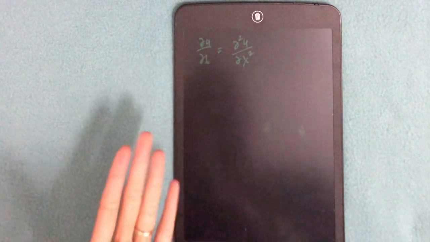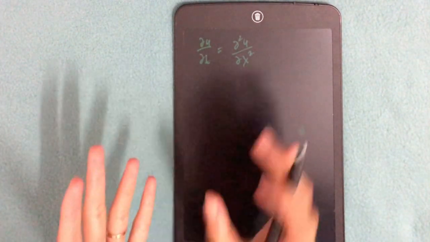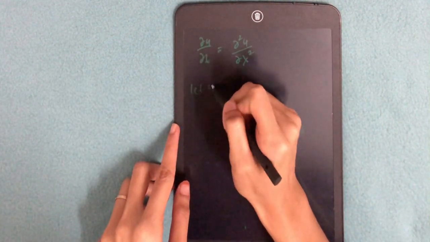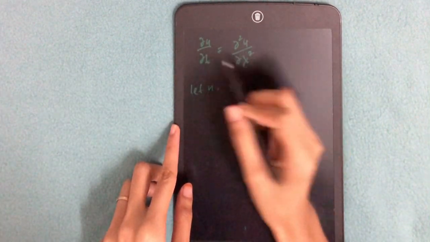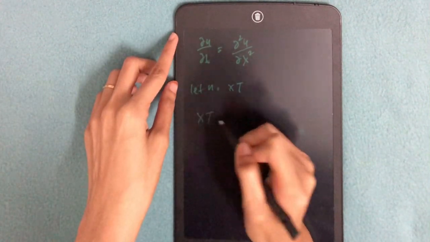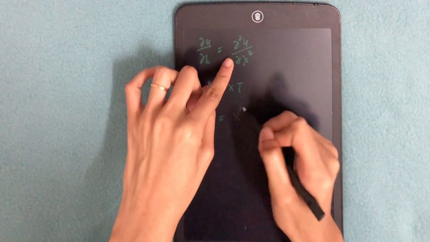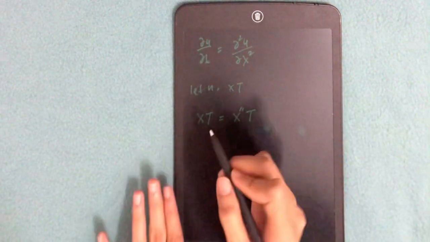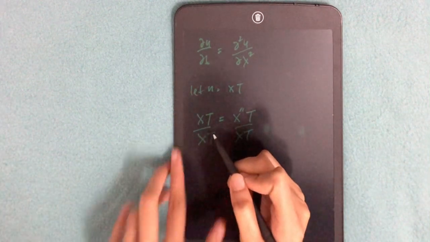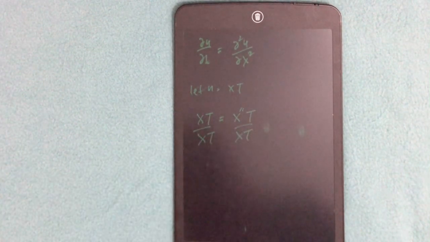So the first step here is you need to show that this equation is separable, right? So let u equal to X(x)T(t). So this is X T, and this is X double prime T. Okay, so next we will divide by XT.